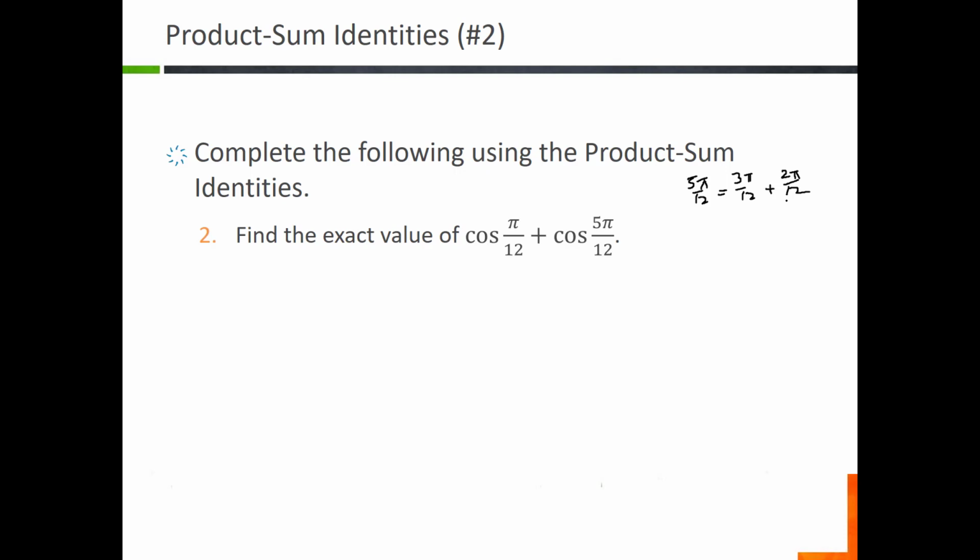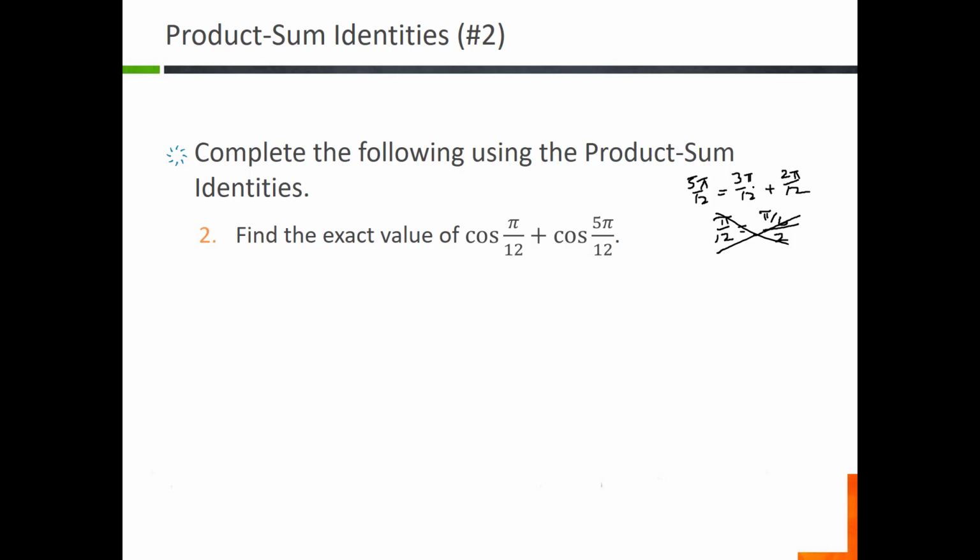We also looked at how we could think of pi over 12 as a half angle. So we know pi over 12 is the same thing as pi over 6 divided by 2. So it's half of pi over 6. So we could do a half angle identity. I don't really want to do the half angle identity because for cosine you end up getting the square roots and that can be really messy. So I don't really want to do that. It is a good option, it's just not one that I want to do right now.